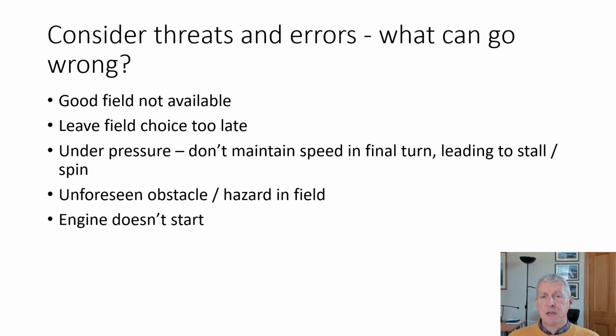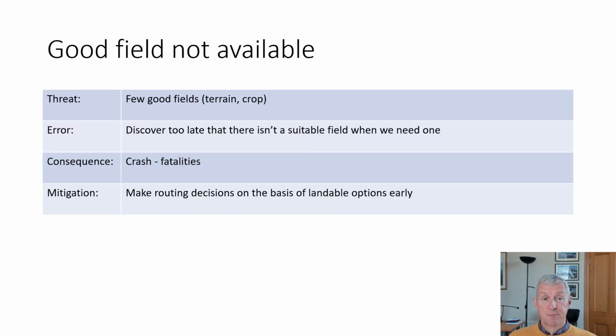Let's have a look at the threats and the errors. So threat and error management. What can go wrong? And there have been tens and tens of thousands of field landings in this country, and some of them have gone wrong. So let's learn the lessons from those. We're going to talk about a good field not being available, the field choice being left too late, people being under too much pressure, leading to a loss of speed in the final turn with a stall spin, unforeseen obstacles or hazards in fields, or engines not starting.